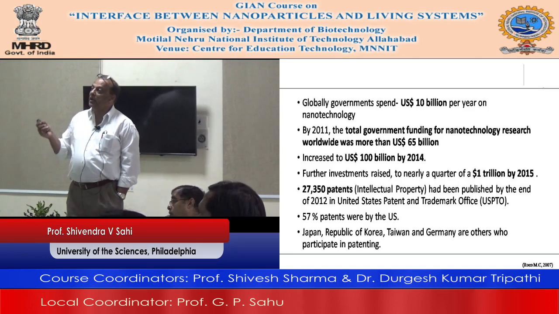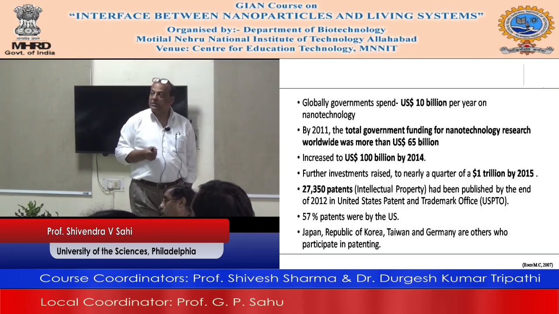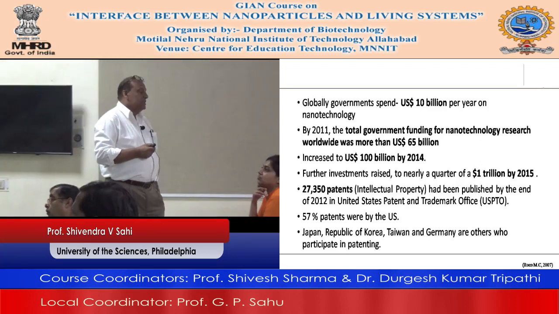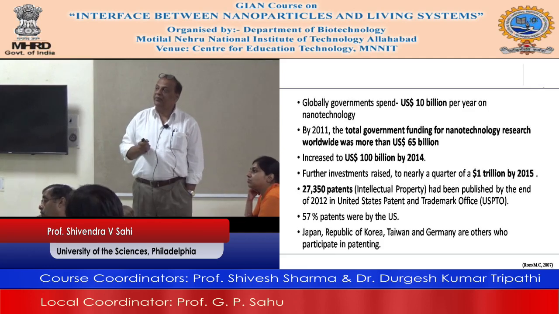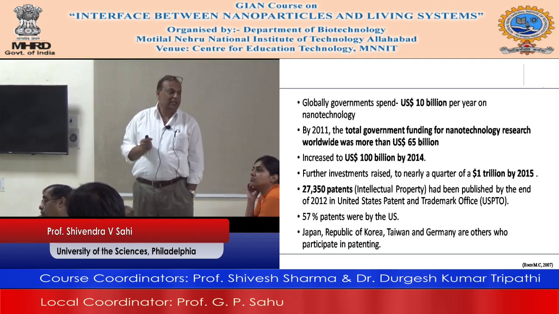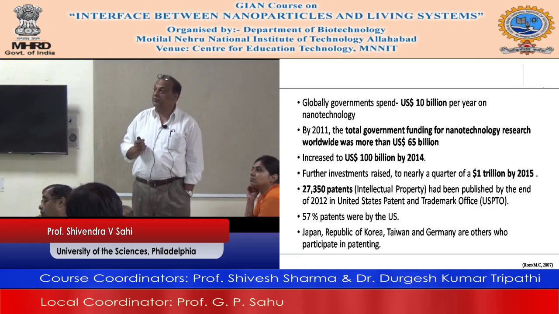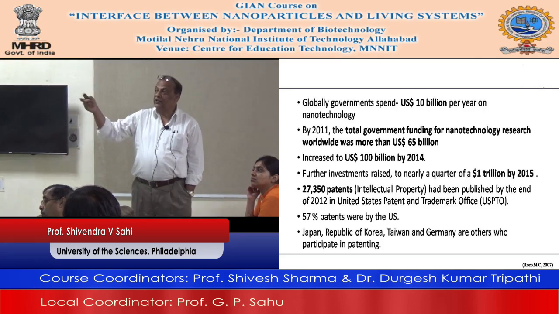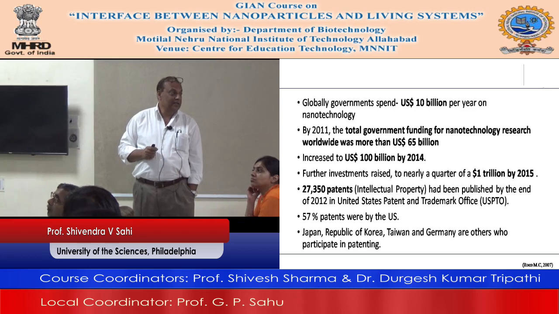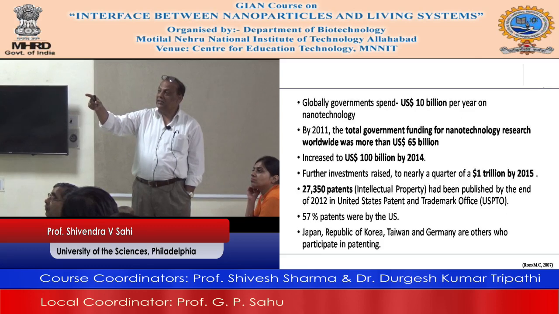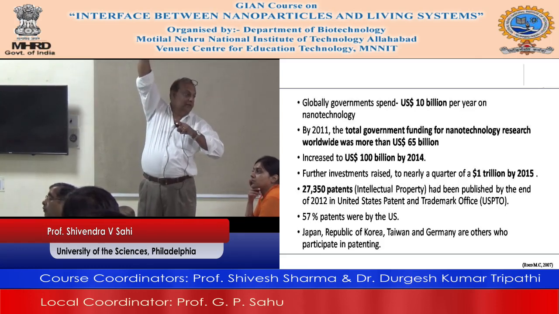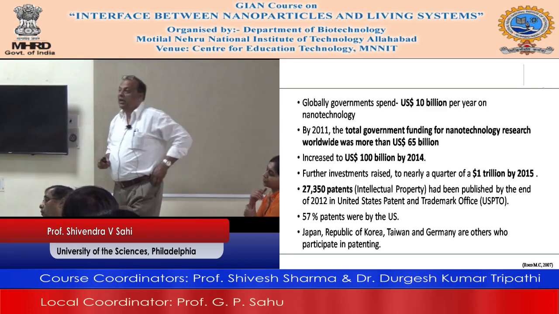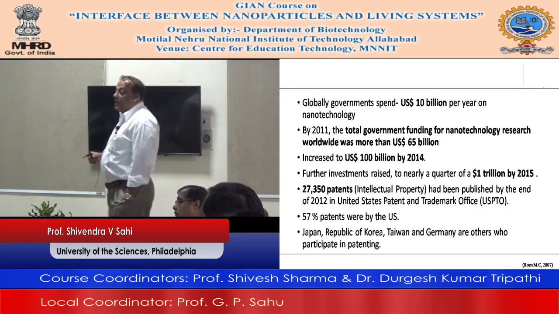Total government funding for nanotechnology research by 2011 is going to be approximately $65 billion. By 2014, $100 billion. By 2015, see that? 1 trillion. What we are talking about, see that? Every few years it's going up like this. Okay, a lot more money being invested here.